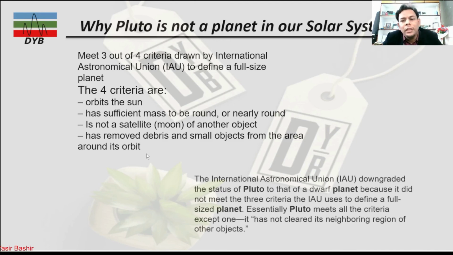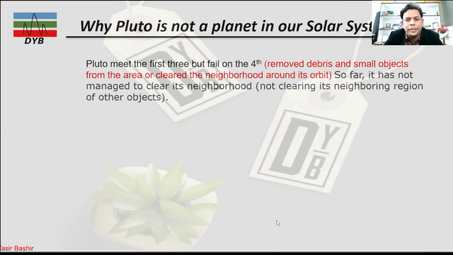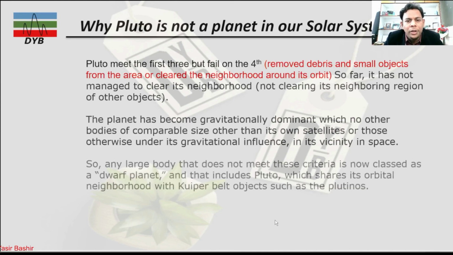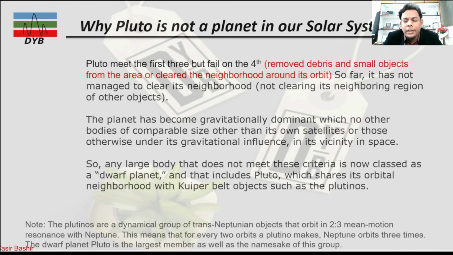That's why the International Astronomical Union downgraded the status of Pluto to that of a dwarf planet, because it did not meet the criteria of a planet: it has not cleared its neighboring region of other objects. That's the criterion which has not been met by Pluto. So that's why Pluto is not considered a planet of our solar system, but it is a part of the solar system.